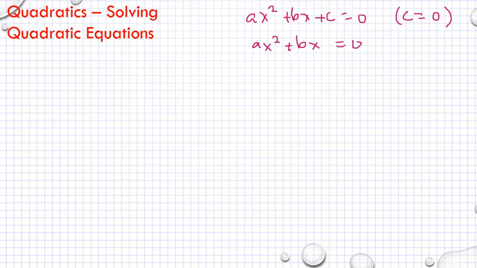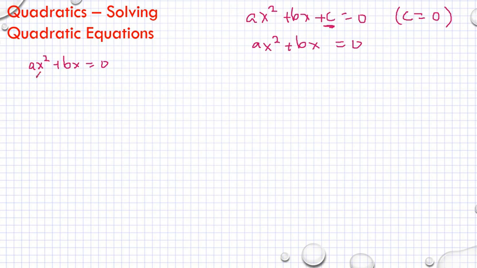As I promised last time, I will be solving quadratic equations of this kind. We have ax squared plus bx is equal to 0. When you see something like this, when you cannot see a constant without x, just a constant, then what you can do here, you can only do this by factoring.